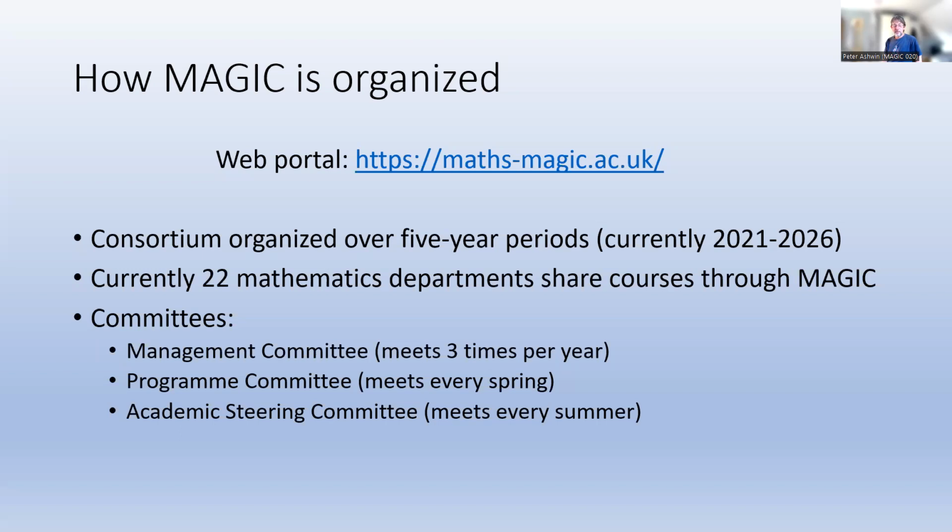And finally, there's an academic steering committee, which is the sort of top decision-making body for Magic. This meets once every summer and examines what the management and program committee have been doing through the year, and gives advice or approves on this.